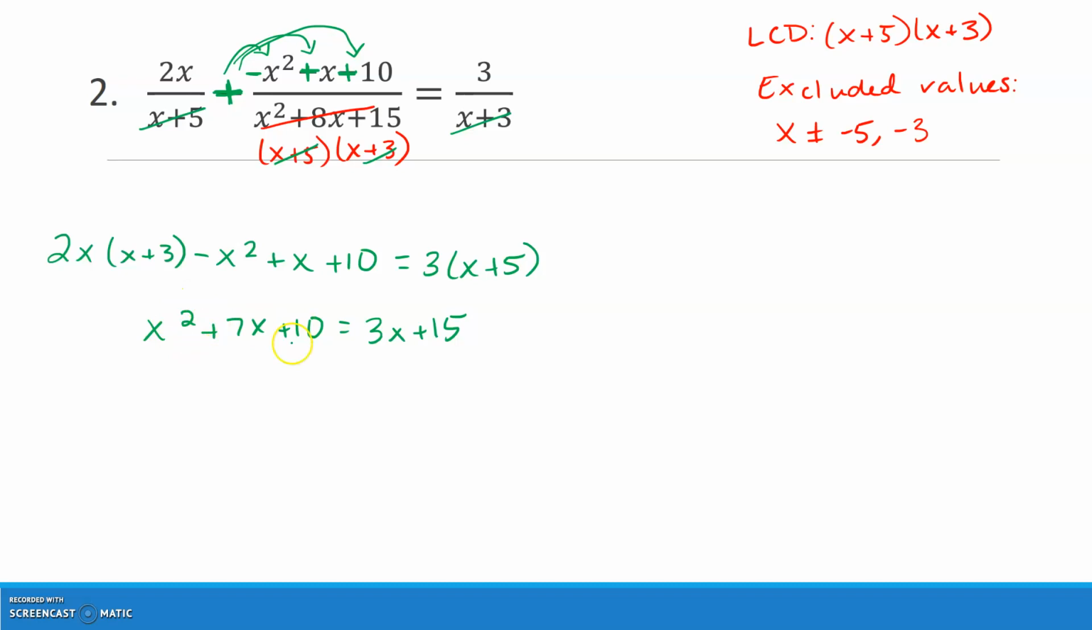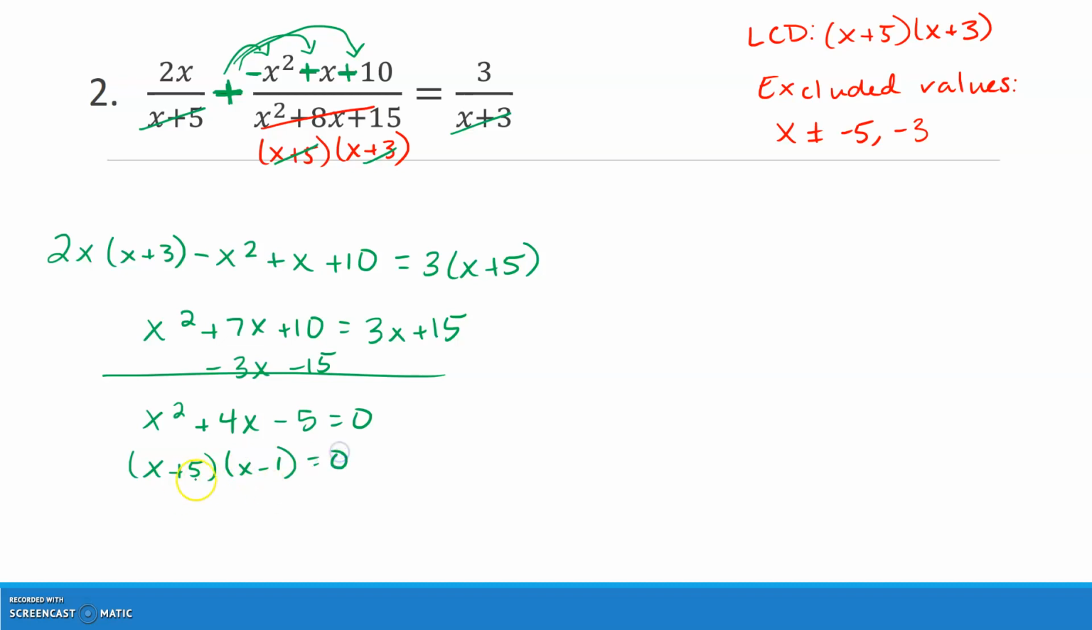Since this is a quadratic, you want to get everything over to one side so that you can solve by factoring. So x squared plus 4x minus 5 is equal to 0. This can be factored into x plus 5 times x minus 1. And we'd have two answers. X is equal to negative 5 and x is equal to 1.